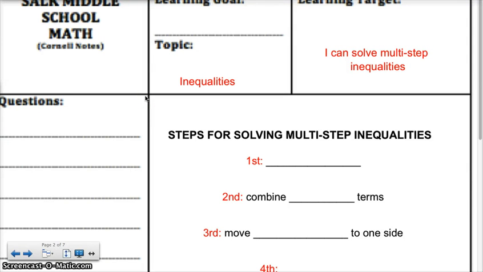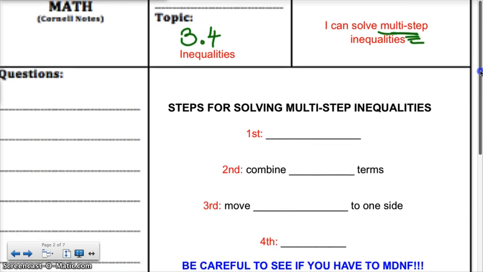Okay, we are moving on today to our lesson 3.4 with inequalities. We're still solving. Our learning target today, you can solve multi-step. That means you have to do more than two things to get the variable all by itself, okay? Steps for solving multi-step inequalities.